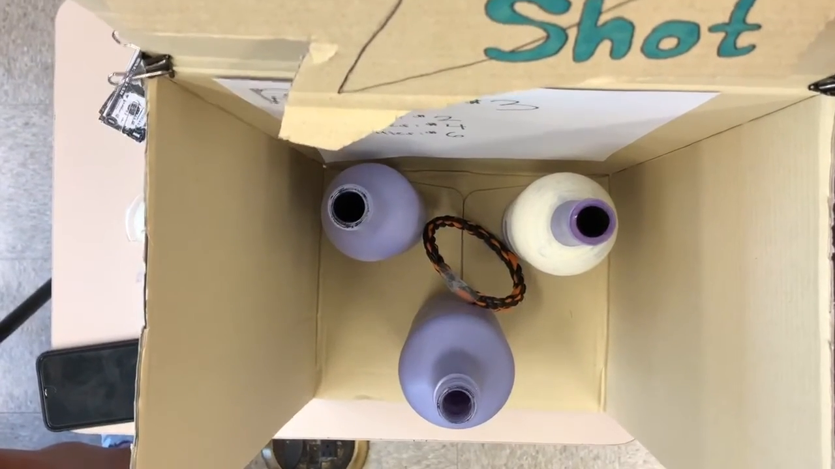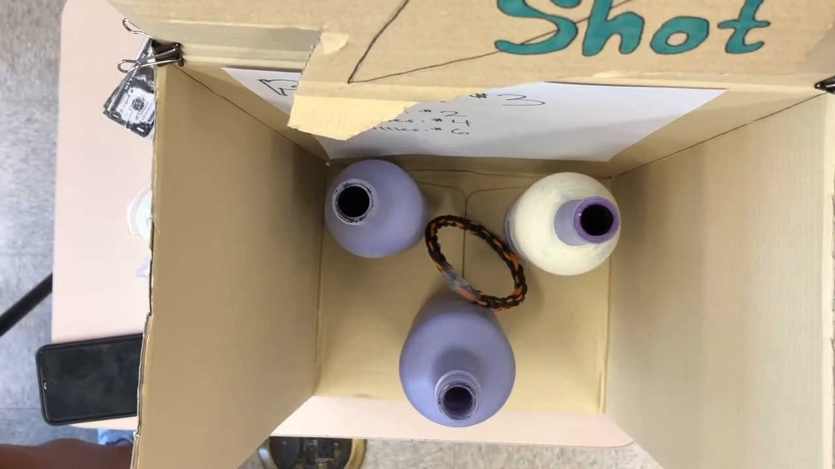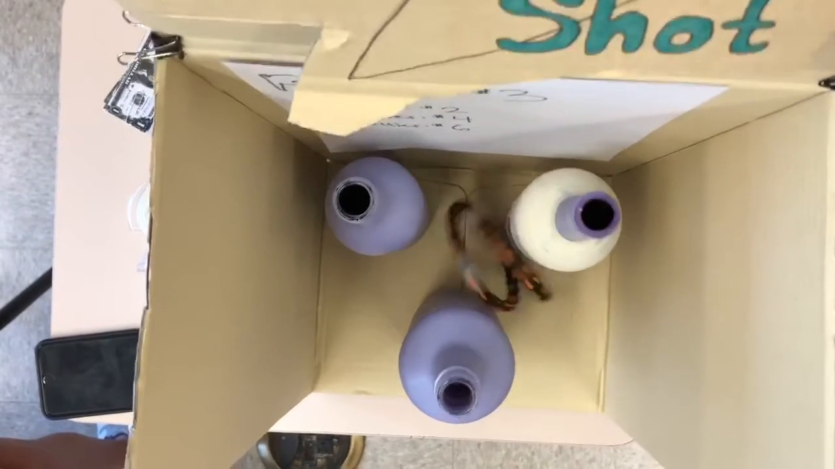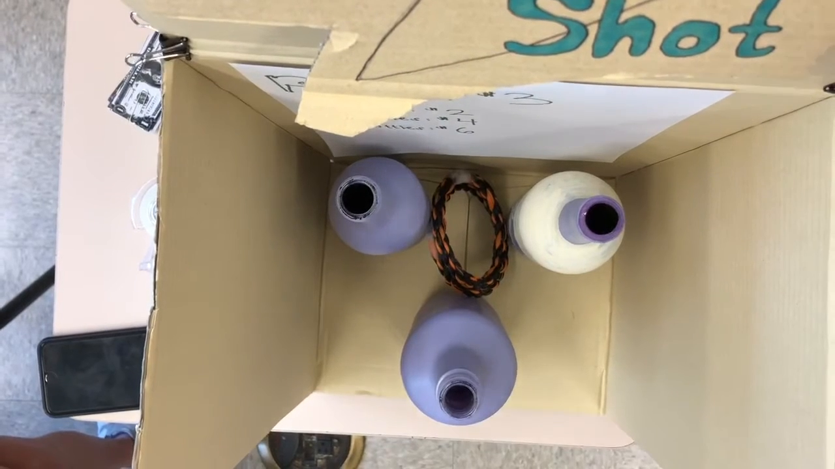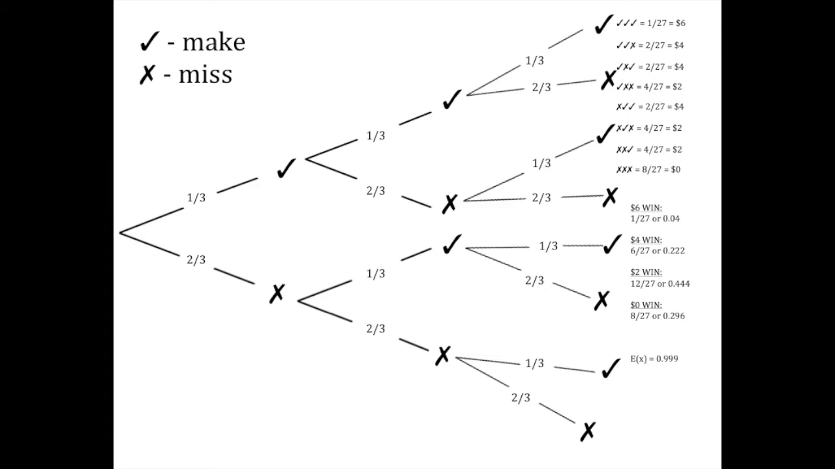In order to make our probability tree, we needed to establish what a success and a failure would be. In our game's case, a success was making a ring on a bottle, and a failure would be not making the ring onto a bottle. Since there are 3 bottles, the probability of making it on a bottle was 1 out of 3, and the chance of not making it on a bottle was 2 out of 3.